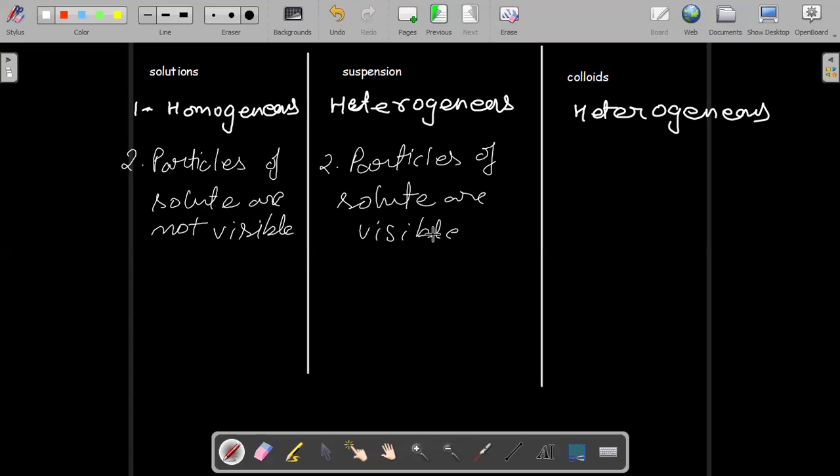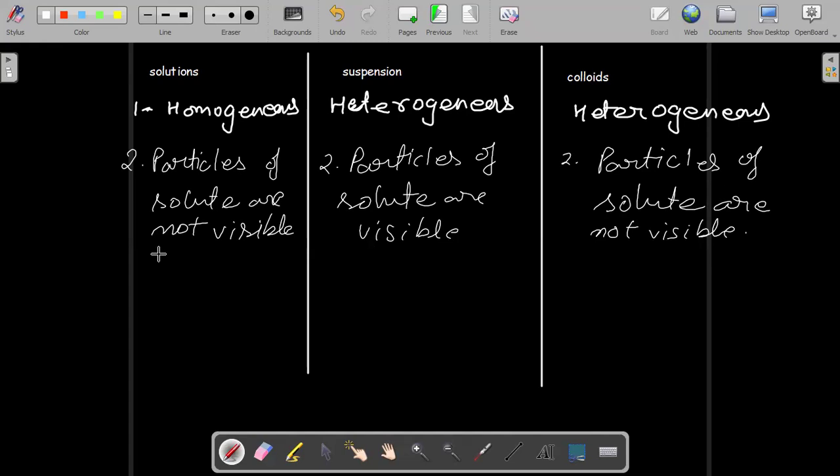Then, in case of colloids, can you observe the particles? No, sir. Here also, particles of solute are not visible. The particles of colloids are not smaller than 1 nanometer; they are bigger than 1 nanometer but smaller than 1,000 nanometers. Got it?